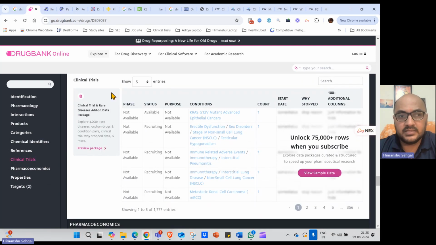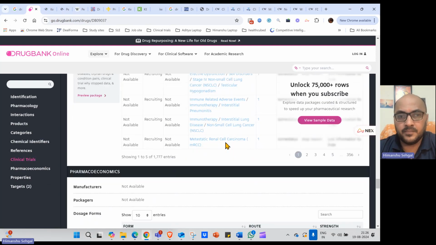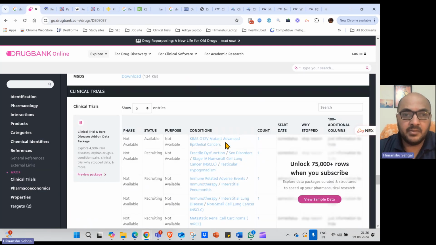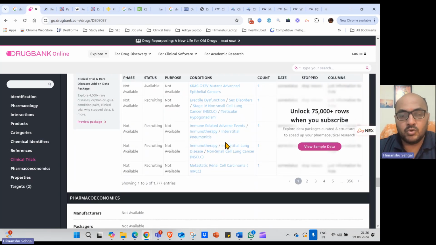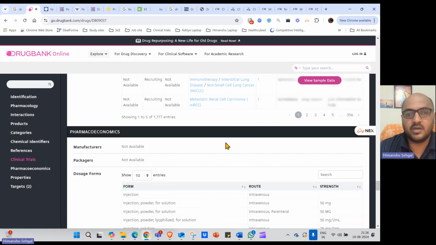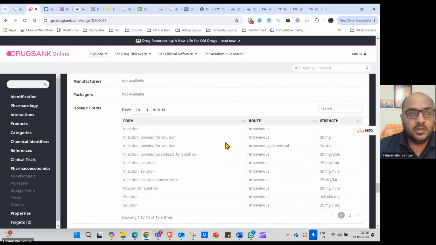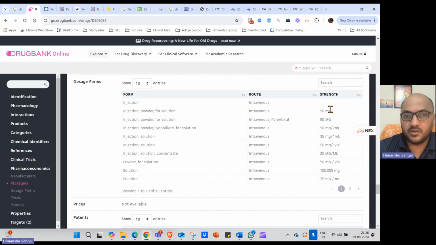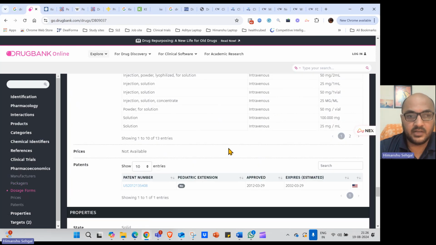And now this is about clinical trials. This will be available only to the subscribers. So even free account creators, it will not be available. So I'll not be much bothered about this because you can get all this data on clinicaltrials.gov. Again, I'll be talking about that in future. Dosage forms, multiple dosage forms, and strengths. You can find that here.